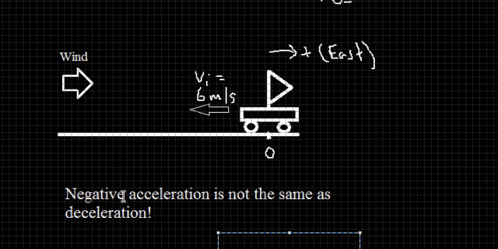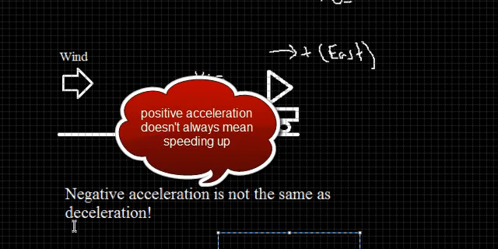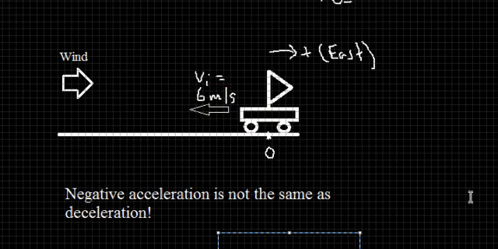I kind of wrote the converse here. Negative acceleration is not the same as deceleration. I could also write: positive acceleration does not always mean speeding up. That's an important point to keep in mind. The final point I want to make is about the units.